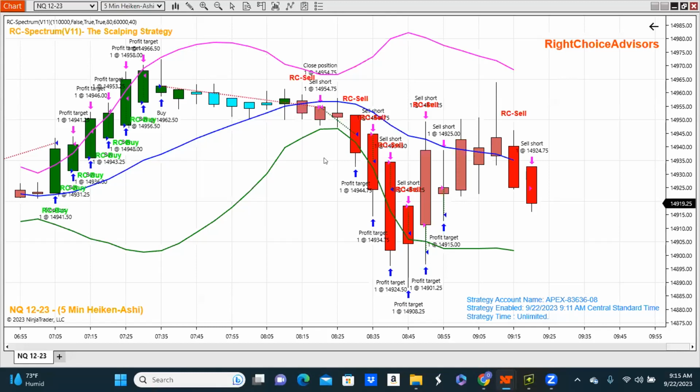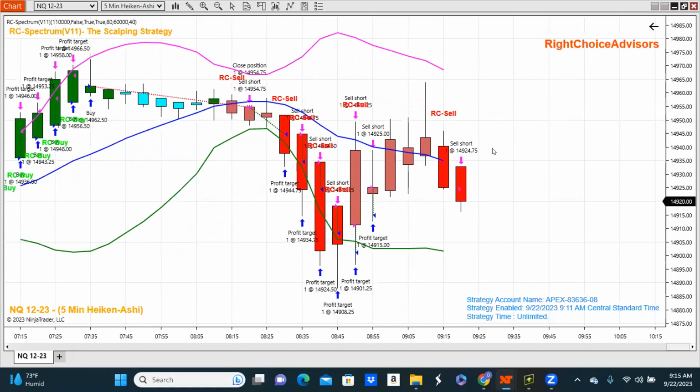So now the algo sold around 14,924. So if we go to 14,914, we'll make another $200 profit.